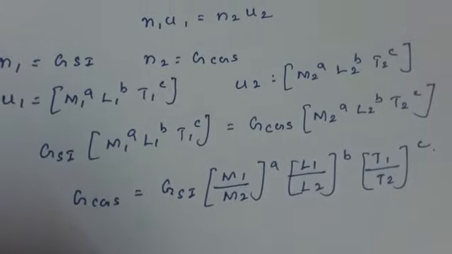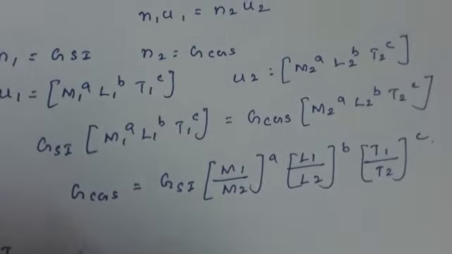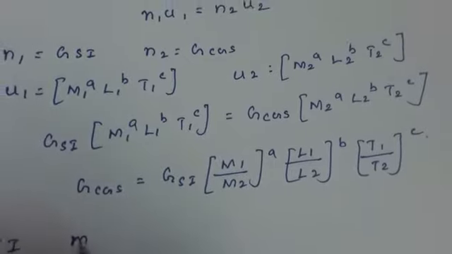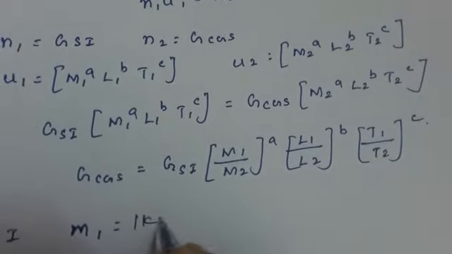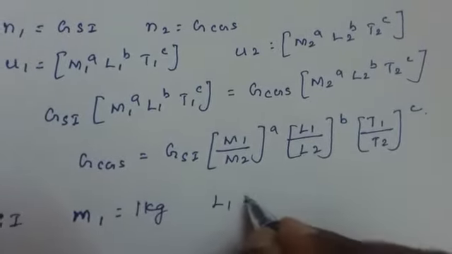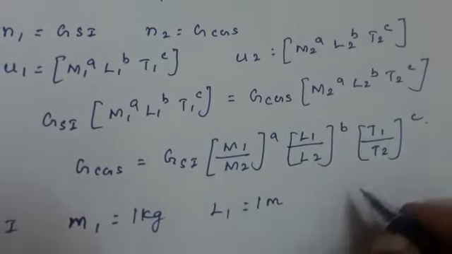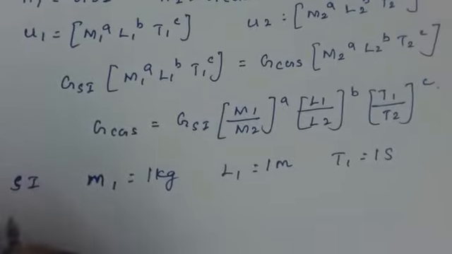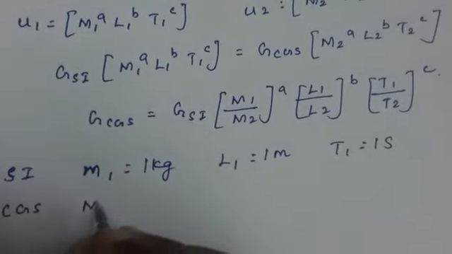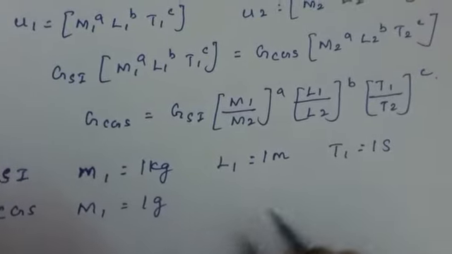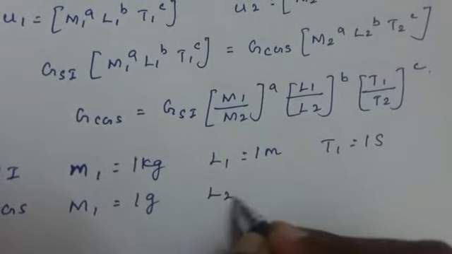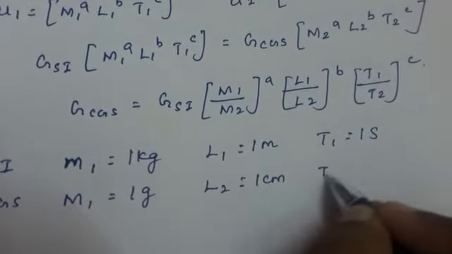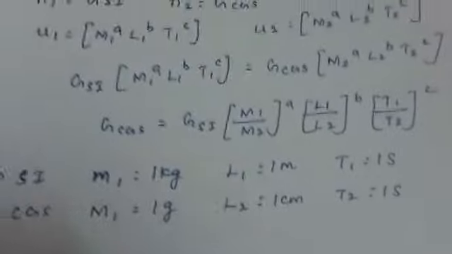Now, in SI, what is your mass? M1 is equal to 1 kg. L1 is measured as meter, so it is 1 meter. T1 is what? 1 second. In CGS, mass is measured in gram, that is the least value. So L2 is 1 centimeter. T2 is what? 1 second.